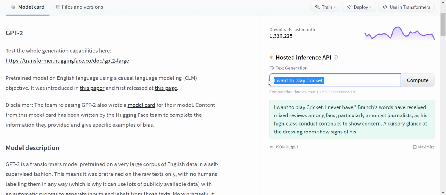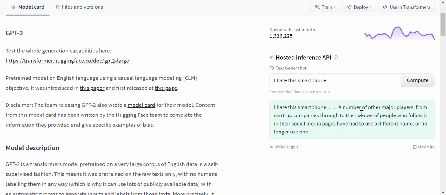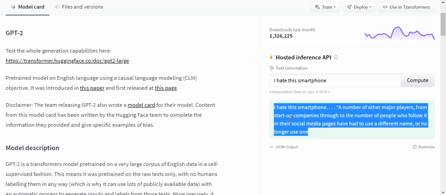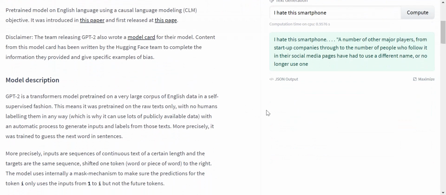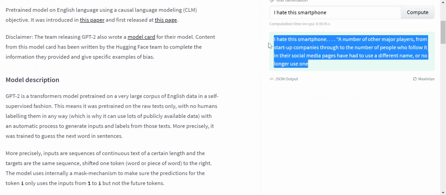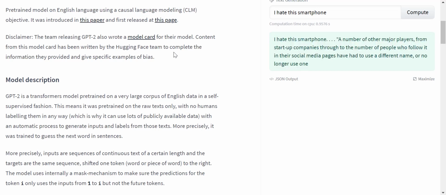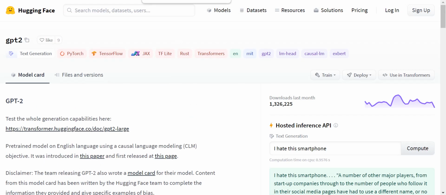Also, let's try to make a fake review as well. So let's just say, I hate this smartphone. Let's see what GPT comes up with. A number of other players from startup companies through to the number of people who follow it in the social media pages have had to use a different name or no longer use one. I don't think this makes much sense, but you can see the problem is not about coherency, the problem is about matching the context. And I believe that was substantially addressed in further models, and even in larger GPT-2 models.